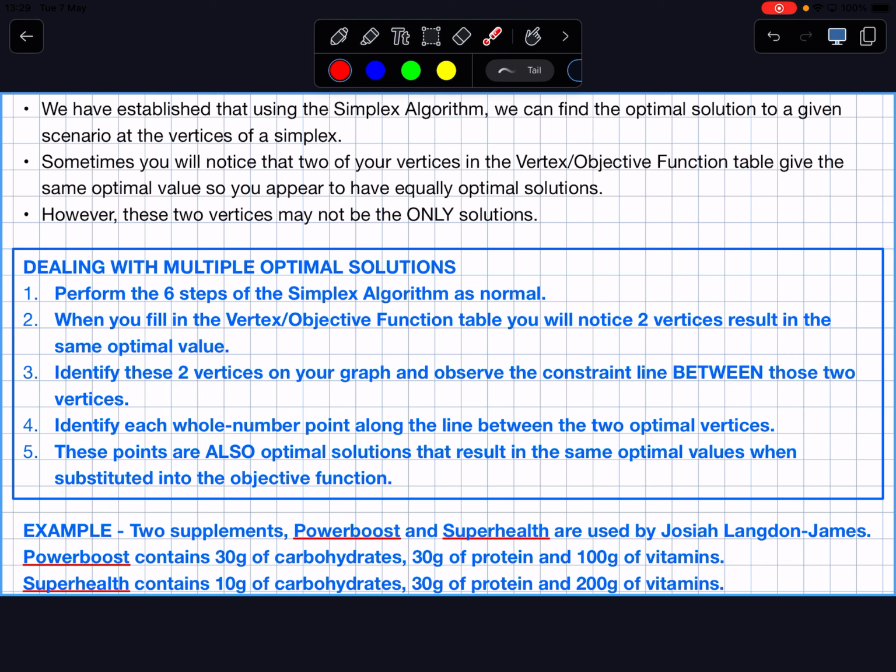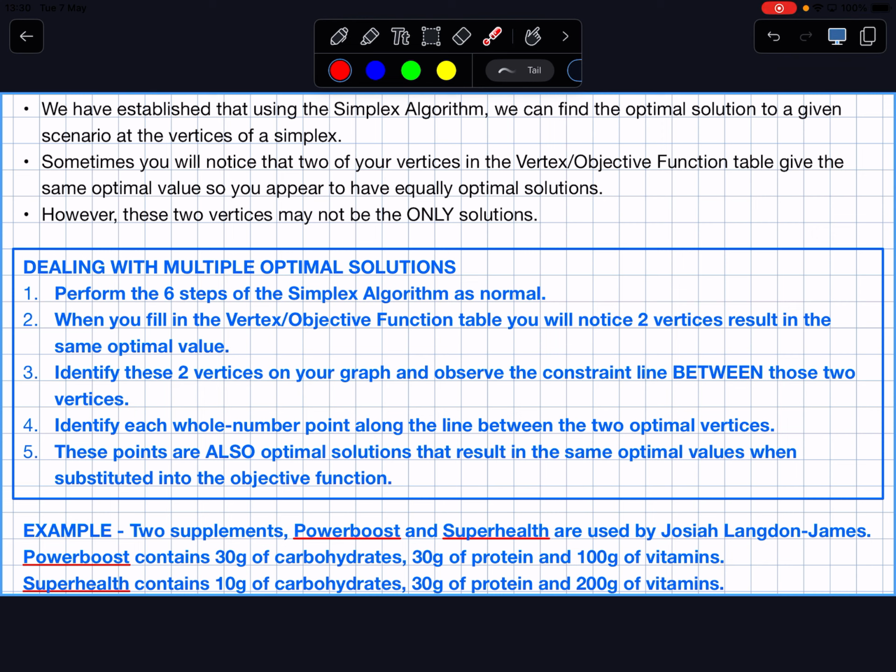Step 1, you do the simplex algorithm as normal. But what is different? When you do your vertex objective function table, you're going to notice that there's two optimal solutions that have the same value. Once you have that, you identify those corners on your graph and look at the line between those two corners. And then along that line, you look at each whole number point along the line between those two vertices. Every whole number point along that line is also an optimal solution.